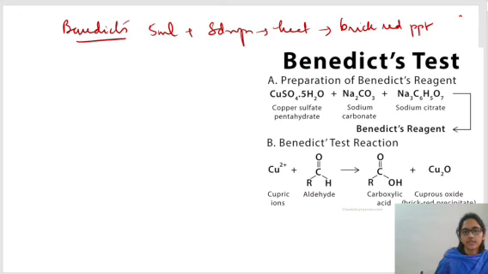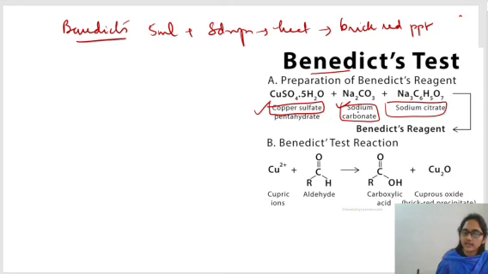Now let's see Benedict's test. What is the reagent? The reagent is copper sulfate, sodium carbonate and sodium citrate. Copper sulfate donates cupric ions needed for the reaction. Sodium carbonate provides the alkaline medium, and sodium citrate is a stabilizing agent. So consider glucose or any reducing substance. What will happen? Glucose is converted to its enediol form.